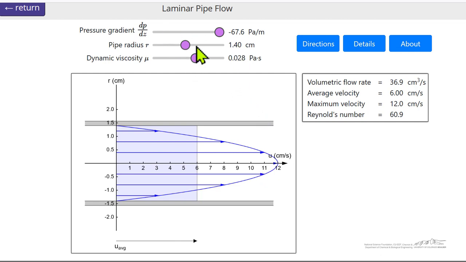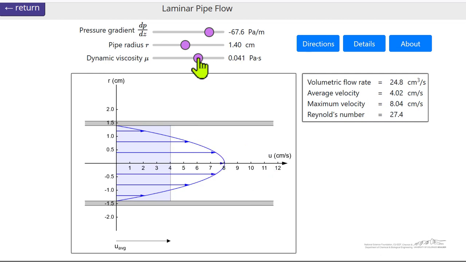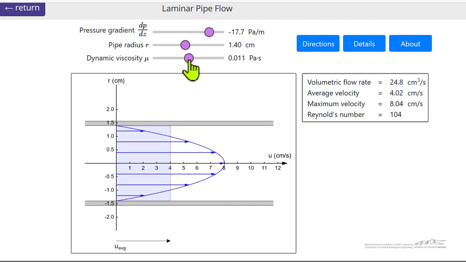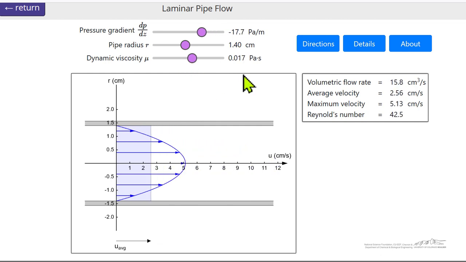And so if I am sitting at that velocity and I start to decrease the viscosity, then what happens is the pressure gradient decreases to keep the maximum velocity at 12. We don't want it to go above 12. I can, of course, go below 12 as I increase the viscosity.